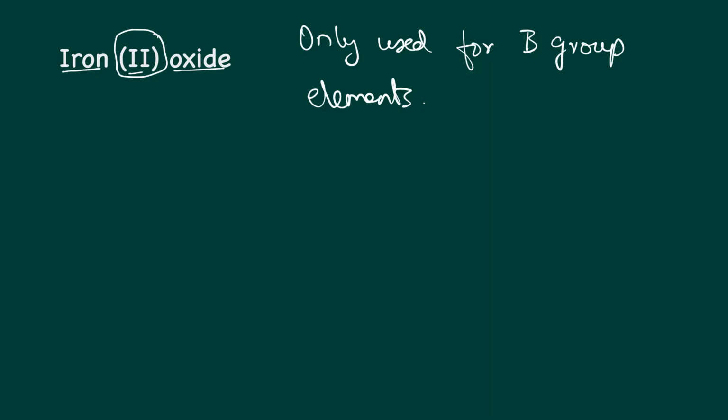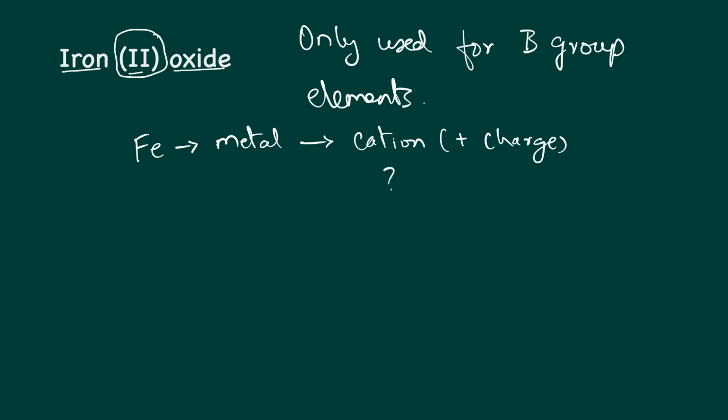The first two problems we did, where we had, I think, sodium and magnesium, we did not use the Roman numerals because those two were A group elements. This iron is a B group element. Now, if you recollect, I did not tell you the oxidation number of iron. So we know that Fe is a metal, and if Fe is a metal, then it is going to make a cation. What is a cation? A cation is something that has a positive charge. But how many positive charges? We do not know.